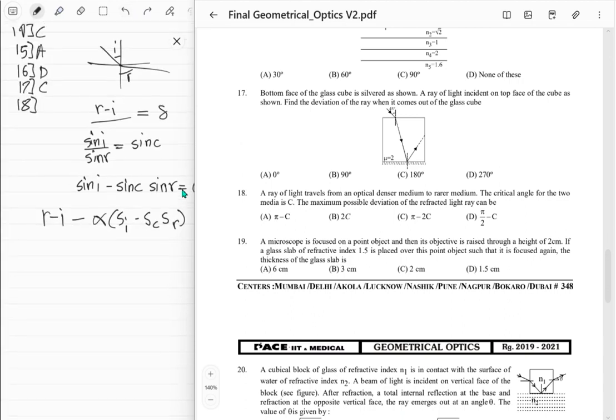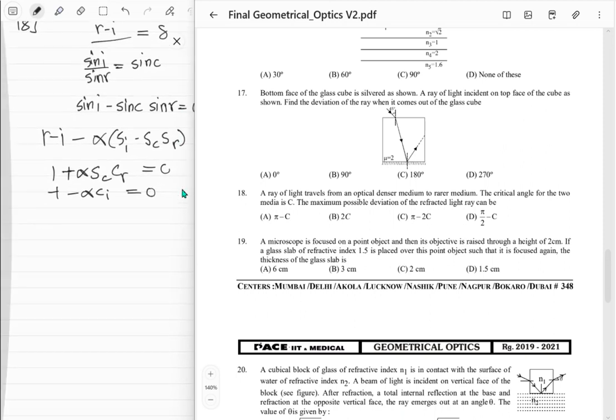So first take a partial derivative with respect to R. So you got 1 minus alpha sine C cosine R. Well, that must be 0. And take a partial derivative with respect to I, which just means 1 minus alpha cosine I must be equal to 0. So these conditions must be satisfied, of course. So cosine I is just equal to 1 upon alpha. Nice, I guess.